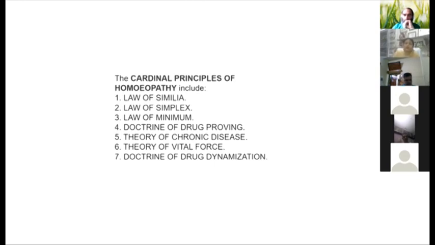So that level of medicine also works wonderfully if it is selected perfectly on the basis of similia. If a physician is able to hold a good case taking, he can do miracles with that. So all these are the cardinal principles of homeopathy.